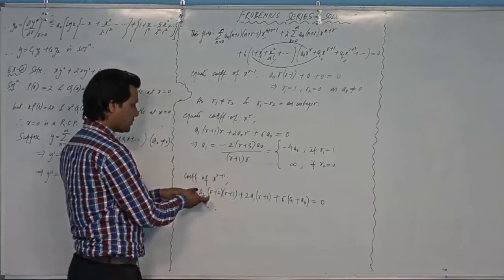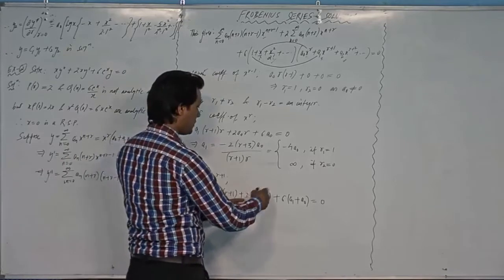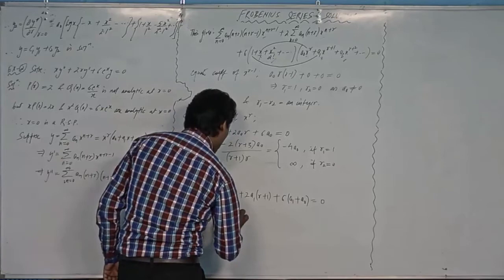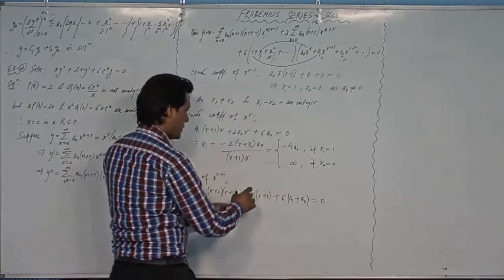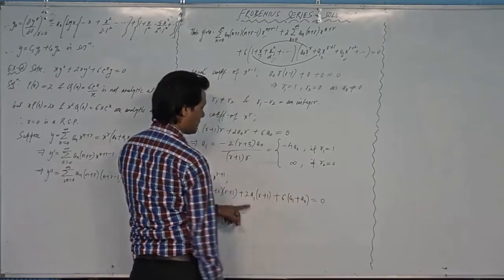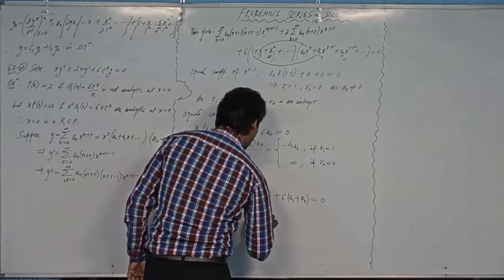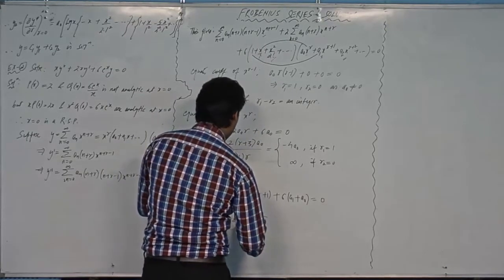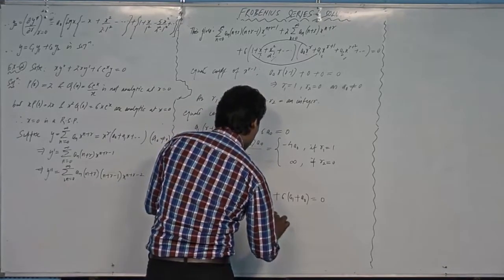Okay, from here I will try to obtain a2, right? So a2 will be, this will go on the right hand side and that will become minus 2a1 (r plus 1) over (r plus 2), right? This is the first term. Then minus 2a1 and minus 6a1, that will become minus 8a1, right? So minus 8a1 divided by (r plus 2)(r plus 1), right?